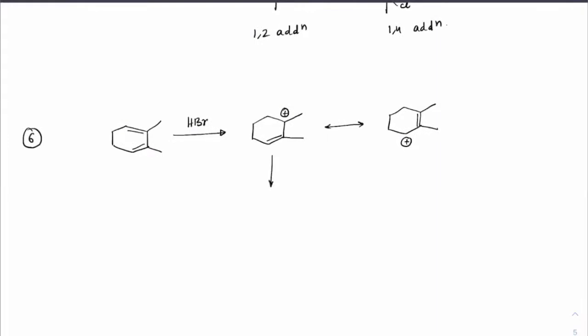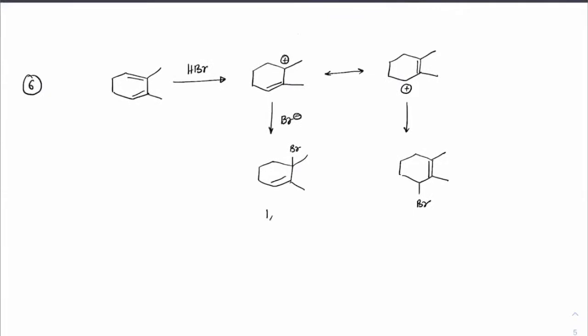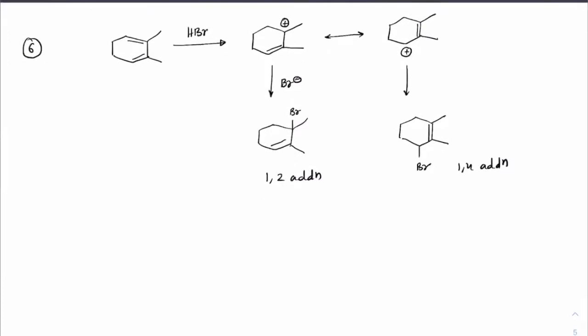And this 1 degree, this 3 degree carbocation, if Br minus is added onto that, we would get double bond with Br here. And here, if you check out, we will get double bond with Br here. So this is going to be 1,2 addition, and this is going to be 1,4 addition. Everyone has written that. Last case, C.